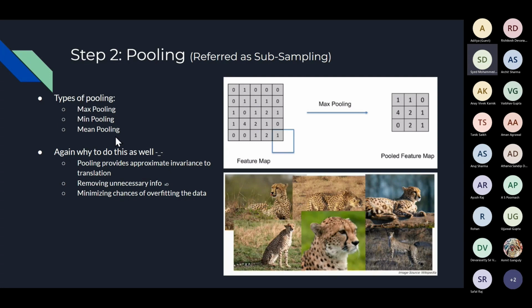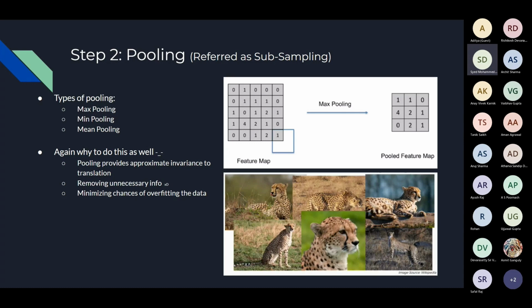Similarly, in the case of min pooling, we are taking the minimum value, and in mean pooling, we are taking the average over all the cells that are comprised by the box. So the essence of this pooling, or why do we have this pooling operation after all? Pooling provides a property known as approximate invariance.